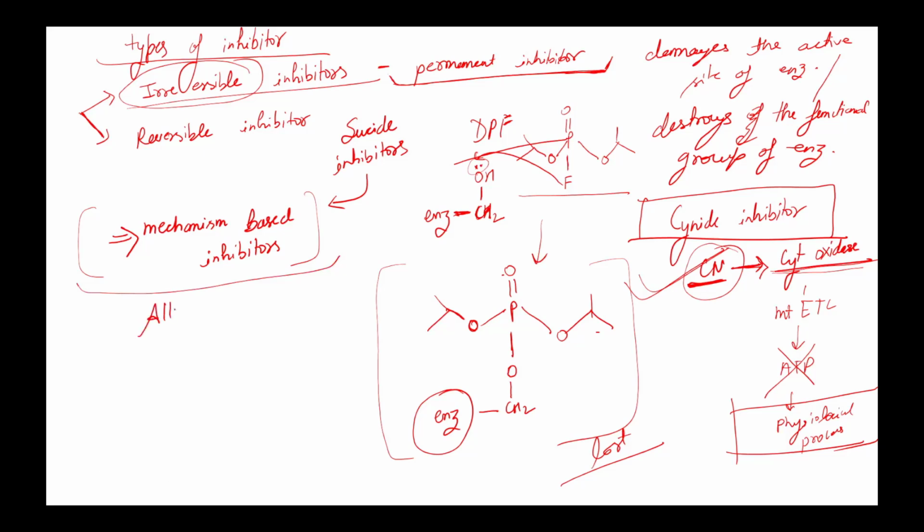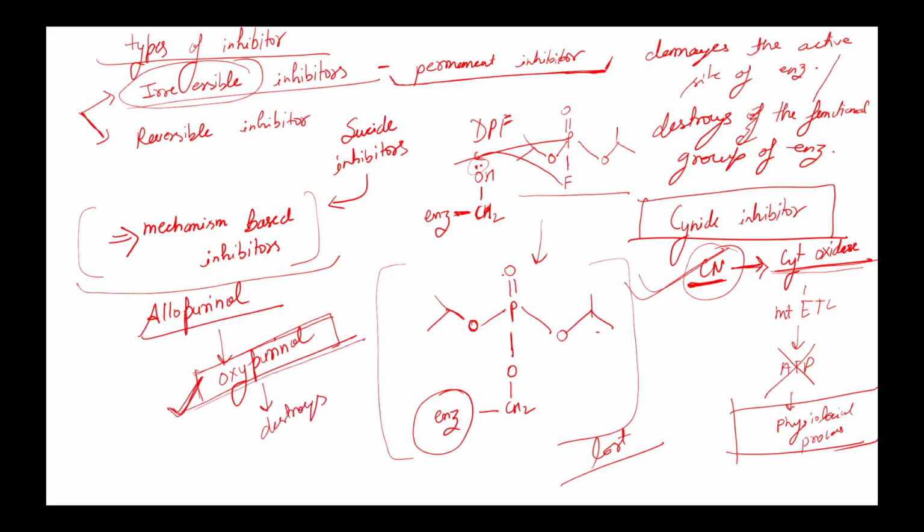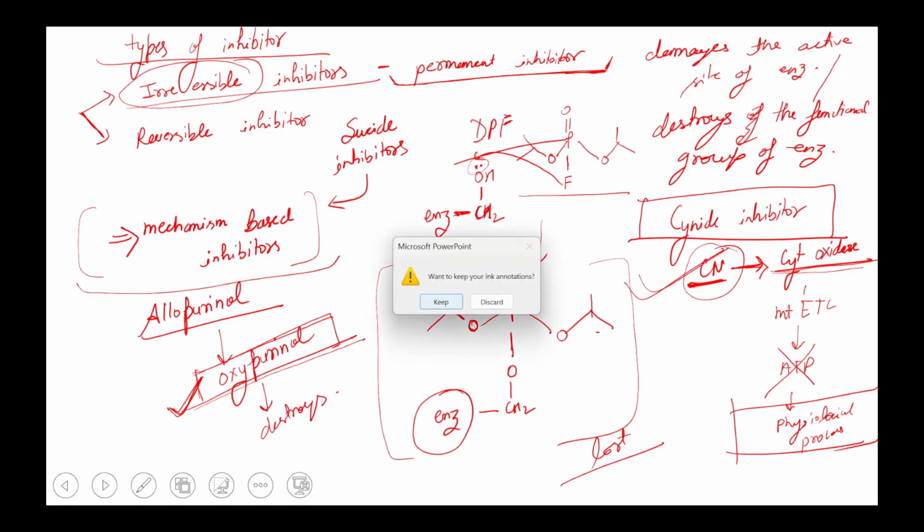An example of suicide inhibitor is allopurinol. This binds with the enzyme and converts into a further toxic, very strong molecule, which is oxypurinol, and which now uses the enzyme's own mechanism based action, converts into a more toxic product, and destroys the enzyme. So this is an example of suicide inhibition.